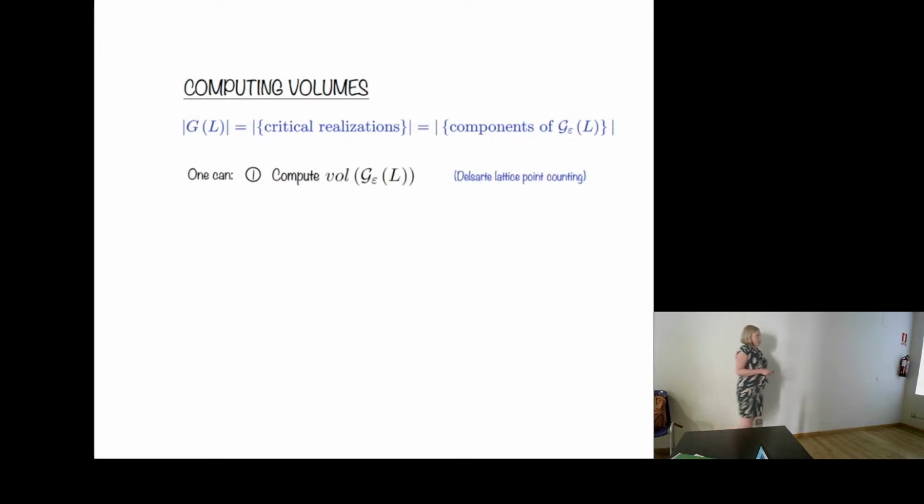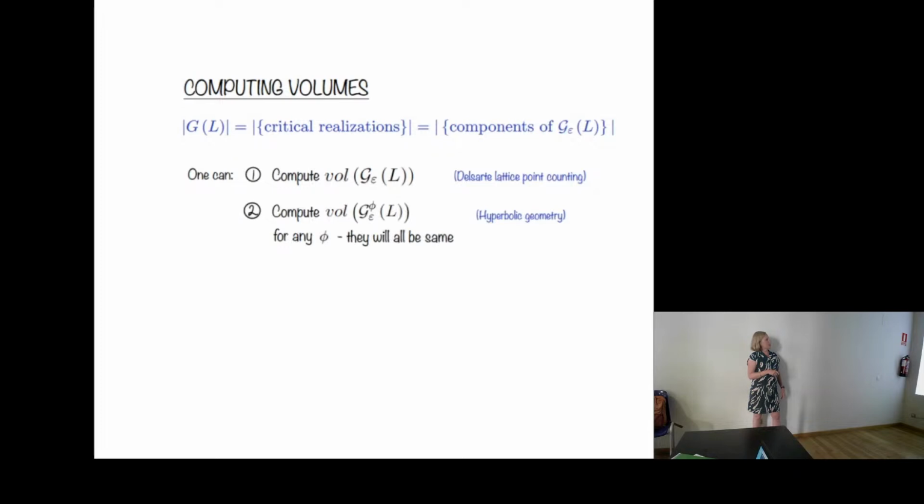Now it turns out that one can compute the volume of this set, so all the epsilon critical realizations. And this boils down to basically counting lattice points in hyperbolic space. So that's lattice point counting. And one can also compute the volume of each connected component, and it turns out that they're all the same asymptotically, just using basic hyperbolic geometry. And therefore, what we need is just a ratio of those two things.